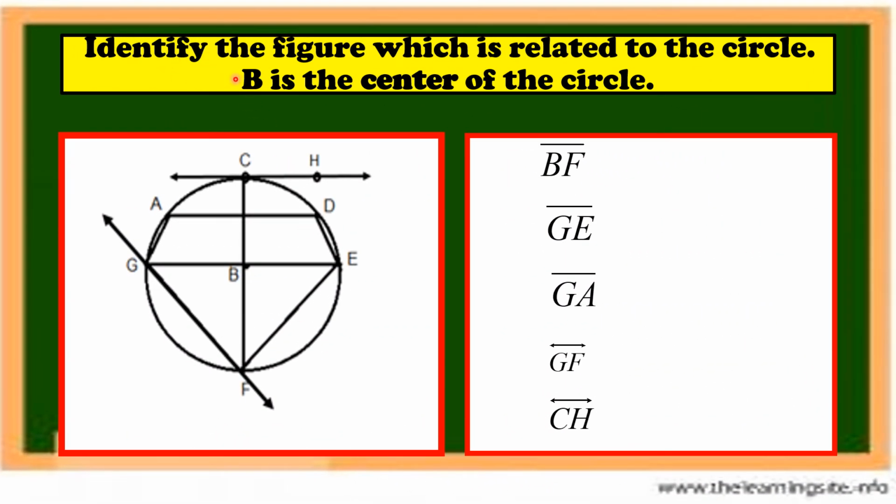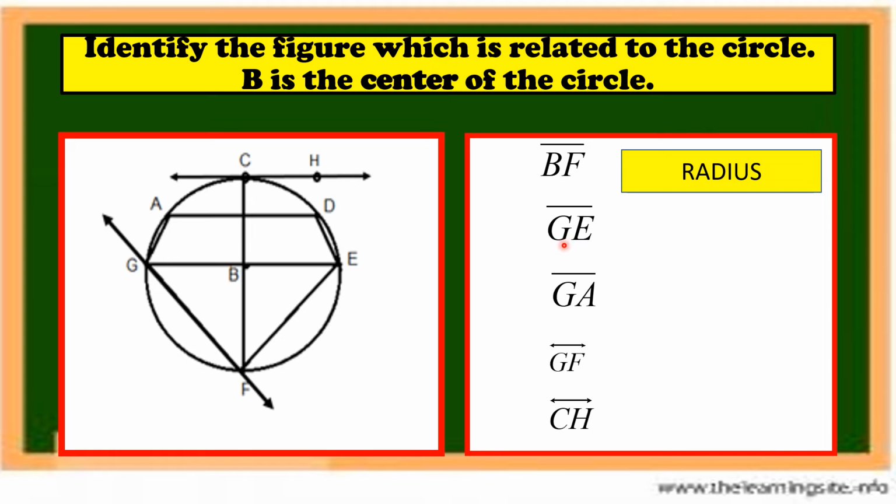We need to identify the figure which is related to the circle. B is the center of the circle. We have segment BF. So what is segment BF? From point B to point F, that is connecting 2 points. One is the center of the circle and another point is in the circle. So what is segment BF? Segment BF is a radius.